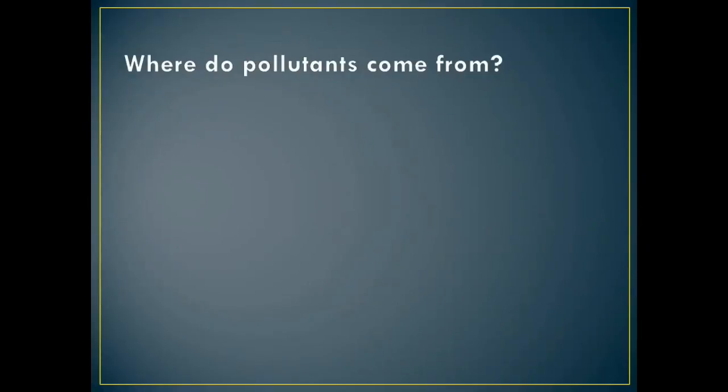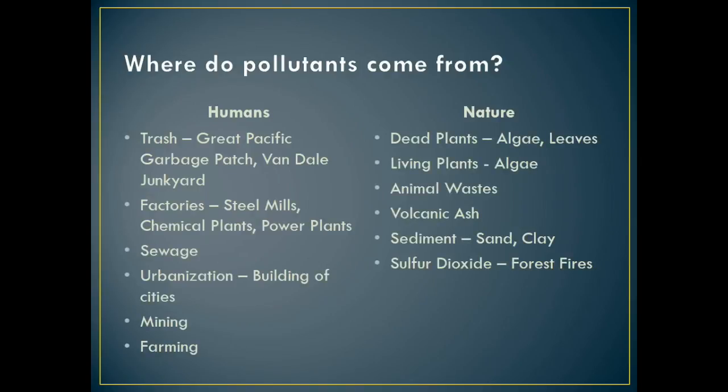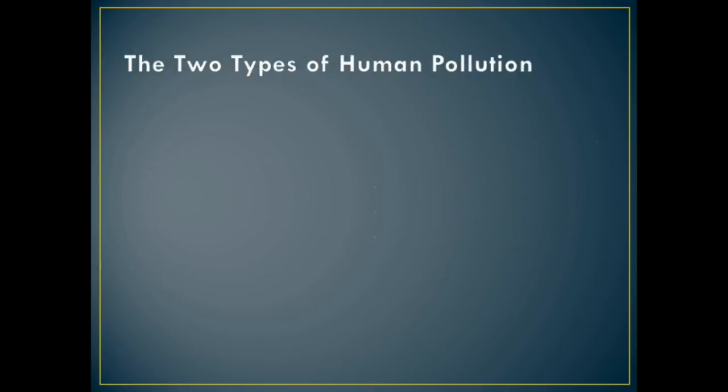So where do pollutants such as these examples come from? Pollution comes from either humans or nature. Pause the video and brainstorm what kind of pollutants come from humans and nature. It was probably easier to come up with pollutants created by humans, such as garbage and sewage. But nature can also produce pollutants, such as animal waste and volcanic ash.